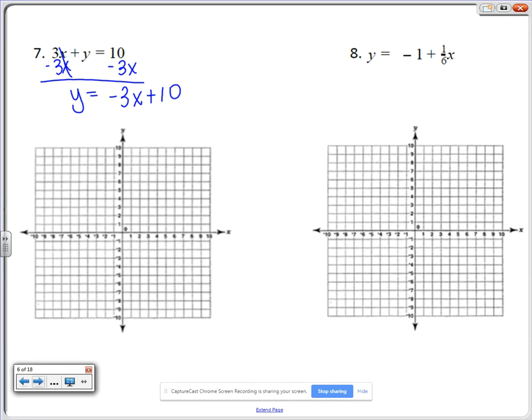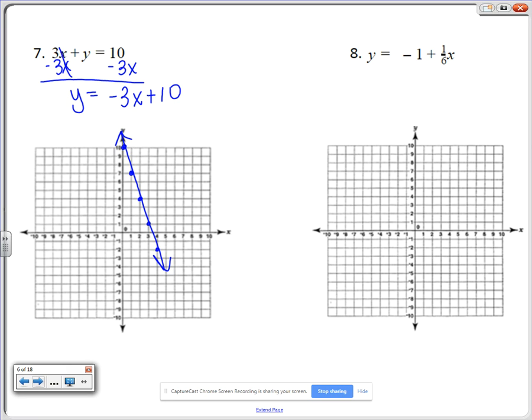Yep. So where am I going to begin here? 10 on the y-axis. Where am I going to go? Right 1, down 3, right 1, down 3, right 1, down 3, right 1. And that is my line. You guys see how I'm always saying I'm going to the right, correct? Unless you run out of room, and then you go back to the left. We doing okay?